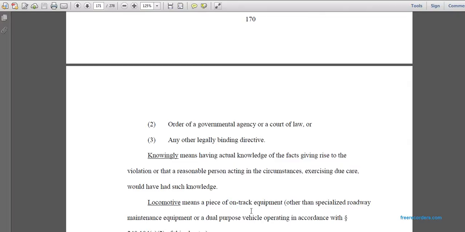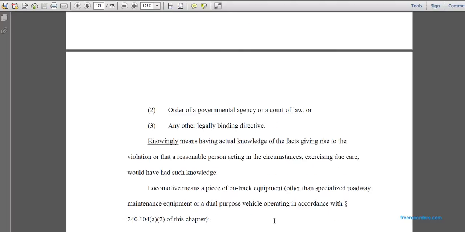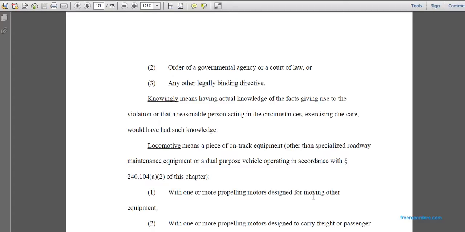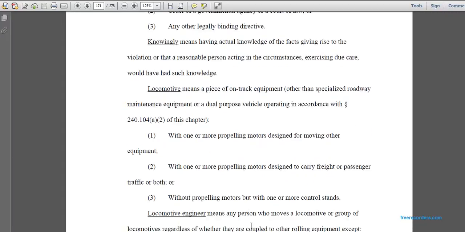Locomotive means a piece of on-track equipment, other than specialized railroad maintenance equipment or a dual-purpose vehicle operating in accordance with 240.104(a)(2) of this chapter, that 1, has a propelling design for more than equipment; 2, with one or more propelling motors designed to carry freight or passenger traffic, or both; 3, without propelling motors, with one or more control stands; or a combination of these.